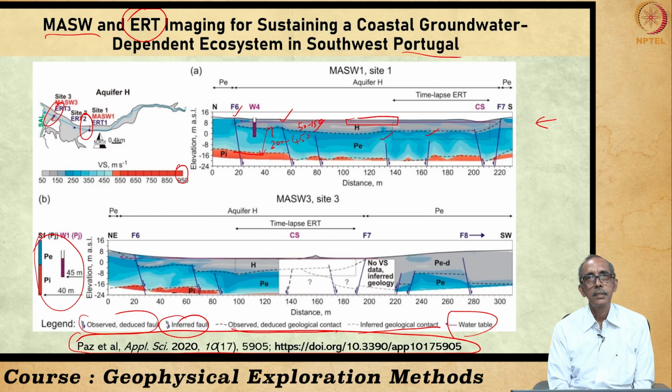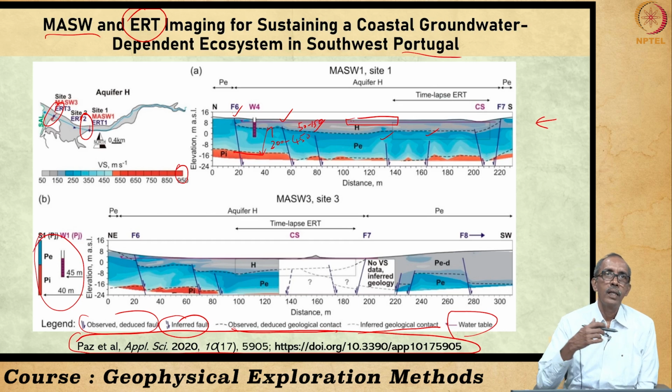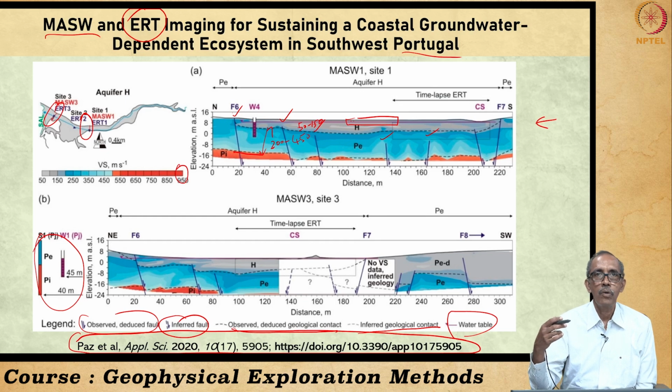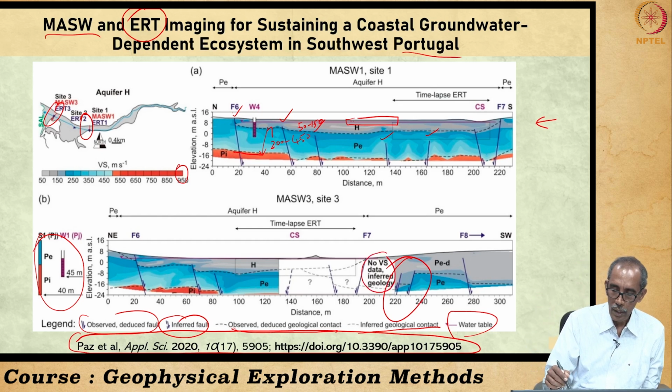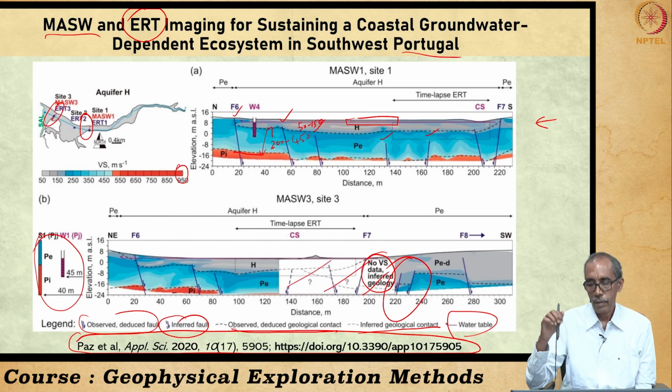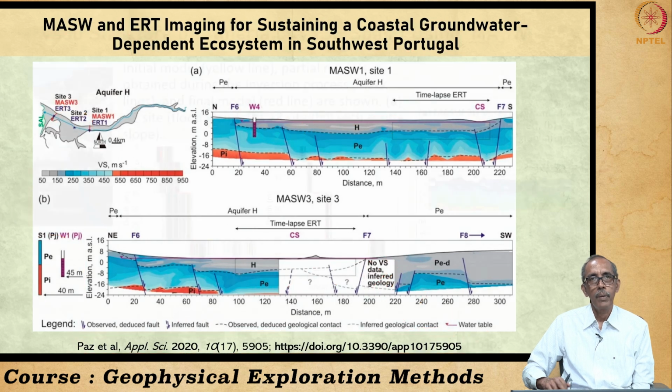Right. This study was carried out mainly to understand whether the coastal groundwater is able to manage the ecosystem. That was the aim of this study, right? The study brought out the subsurface geology as well as the location of faults, right? Here, since no data was available, this part is left blank, right? This is another application of MASWA.